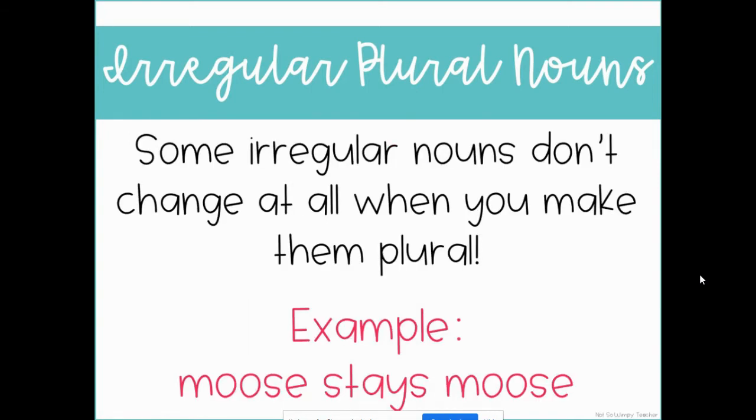Some irregular nouns don't change at all when you make them plural. Okay, so that's what you need to write next. So that first one was rule 1. The second one, rule 2. Some irregular plural nouns don't change at all when you make them plural. Like moose stays as moose. You can see one moose or you can see many moose.